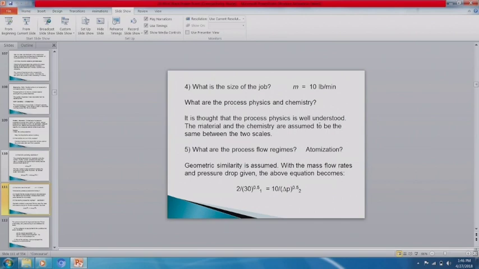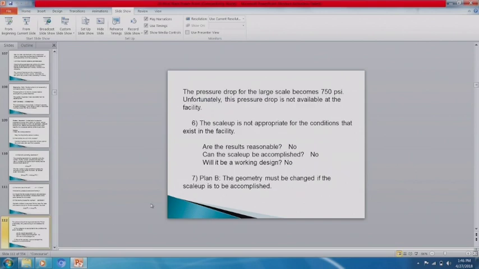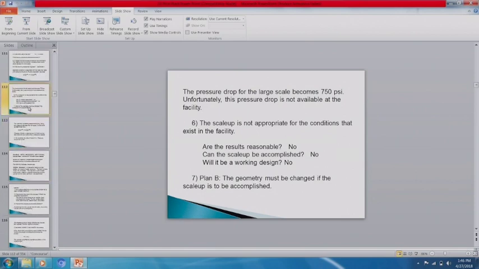What's the process physics? Well, it's fairly well understood. Atomization through a nozzle. We're going to assume geometric similarity with mass flow rate and pressure drop given. We calculate the pressure drop as 750 psi. Originally, we started with 30 psi at 2 pounds a minute. Now at 10 pounds a minute, we have 750 psi.